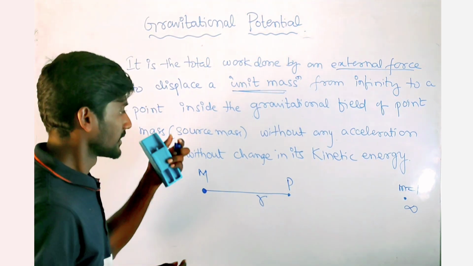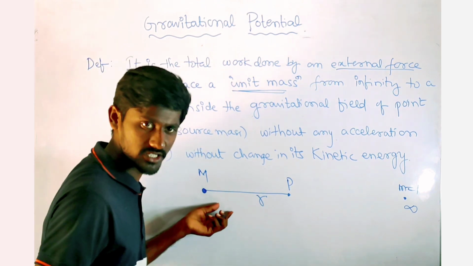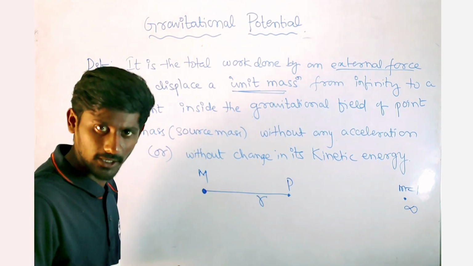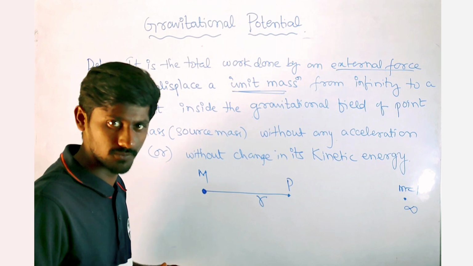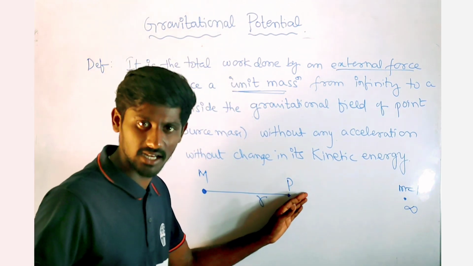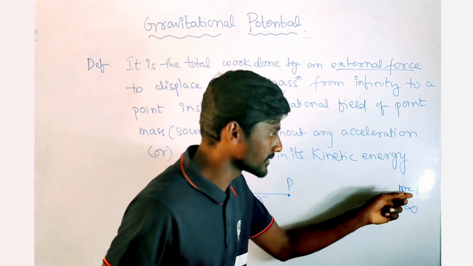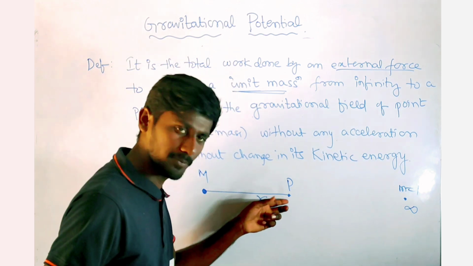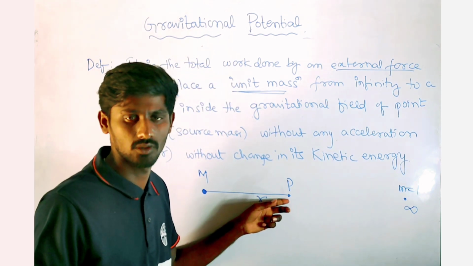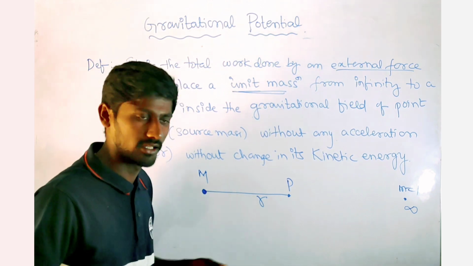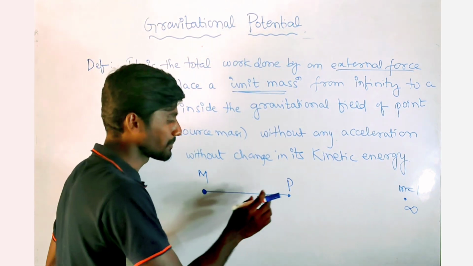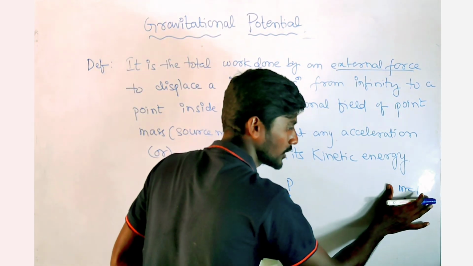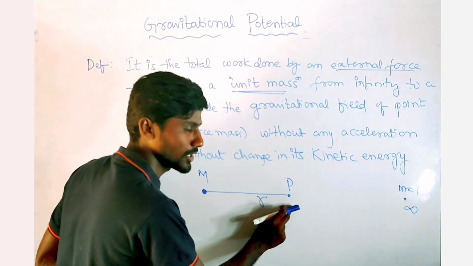Now the gravitational potential due to this capital M at this point P is the total work done. It is the work done by the external force to displace this unit mass from this point infinity to this point P without any acceleration. Okay. The gravitational potential due to this capital M at point P is the work done by the external force to displace this unit mass from this point infinity to this point P.